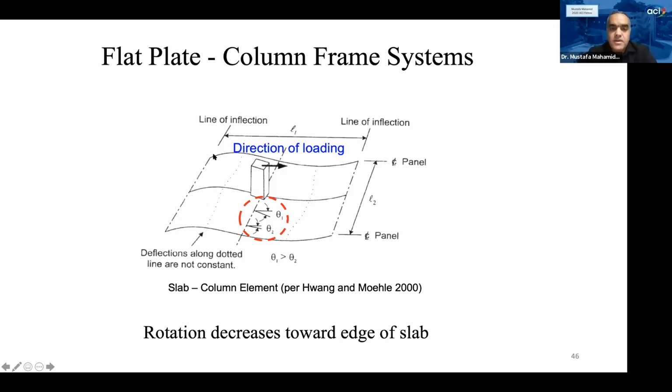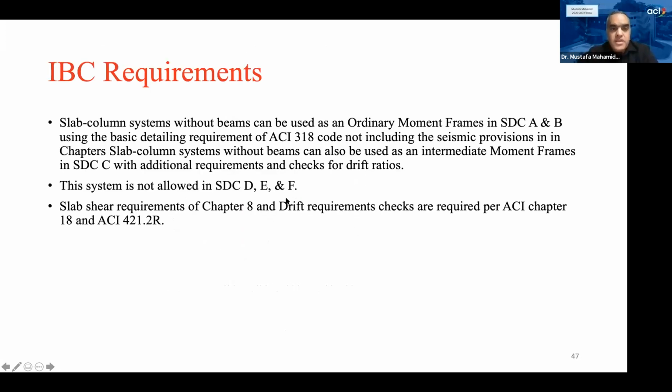So the IBC requirements, we will talk about some of them. The first thing is that slab column moment frames can be used in low seismic regions. Those are seismic design categories A, B, and C, but they cannot be used in seismic design categories D, E, and F. And slab shear reinforcement of Chapter 8 and drift requirements according to ACI Chapter 18 and 421.2R can be followed.